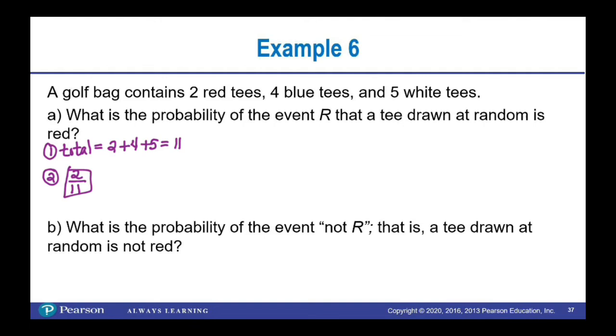Part B, what is the probability of not red? Remember our formula for not. We have 1 minus, and then the probability of red was 2 out of 11. Find your common denominator, which would be 11, and 1 becomes 11 over 11. Subtract your numerators, and we get 9 over 11 for our probability.